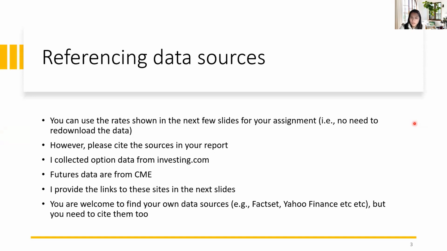In terms of referencing data sources, in the next few slides, I'm going to show you the data that I downloaded last week for the assignment, and you can use these numbers for your assignment. Just make sure that you cite the sources properly. The options data I got from investing.com, and the futures data are from CME, okay? You are welcome to use your own data sources as well. You can find data on FactSet, which is another data set that provides detailed financial data. If you know how to use it, you can use FactSet as well. Otherwise, you can just use the numbers I provide you in the next slide. But regardless of what you do, just make sure you cite the sources properly.